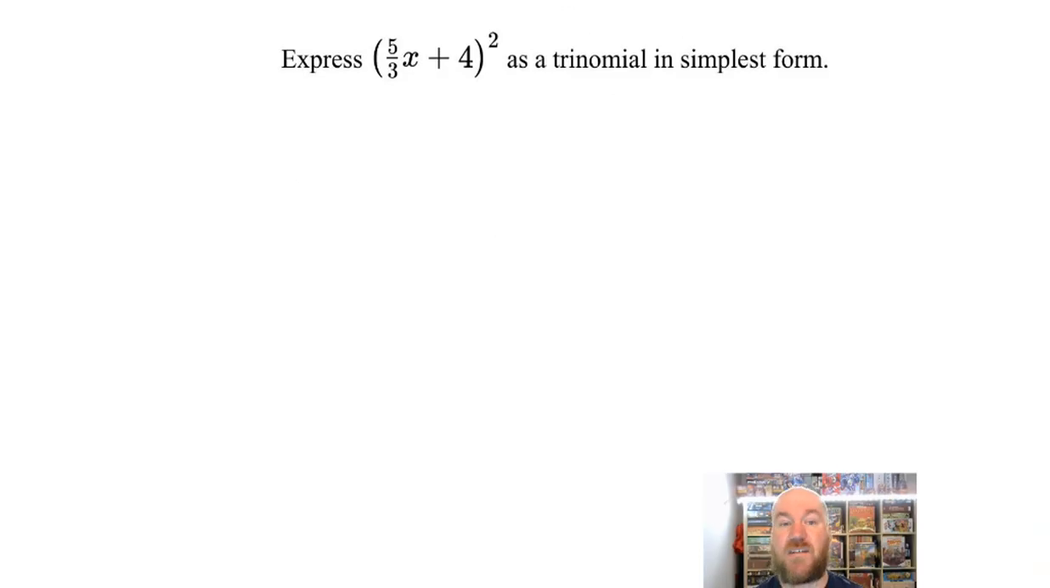Next question, express this, 5/3 x plus 4 in parentheses squared, as a trinomial in simplest form. So this is actually the same kind of question. It looks a little different because I only see 1 term, right? So a lot of students will look at this and say, oh, what if I just square that and square that and then I'm done? That's not what this question is asking. This question wants us to multiply this by itself.